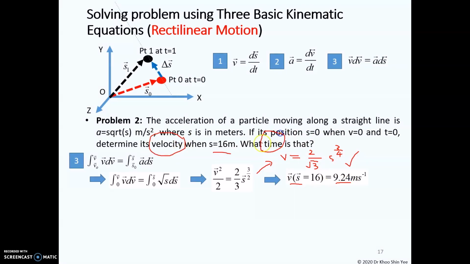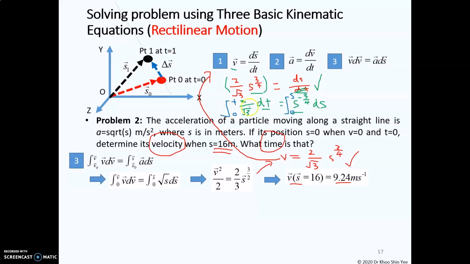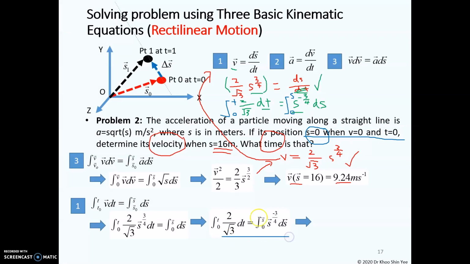To find the time at x equal to 16, you can substitute the velocity inside equation 1. Once you substitute velocity to be this, then you get this equation. Move the dt to the left hand side, so you can cancel this to have this. And then move the x to the right hand side, so positive 3 over 4 becomes negative 3 over 4. Then we can integrate both sides. So based on the initial condition here, you start from 0 to variable t. Based on the initial condition for x, you start from 0 to variable x. Then you obtain this equation.